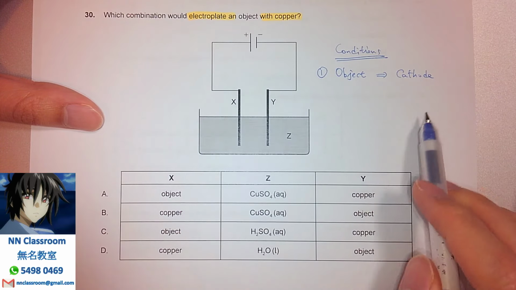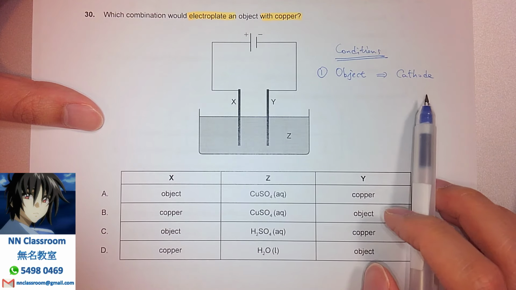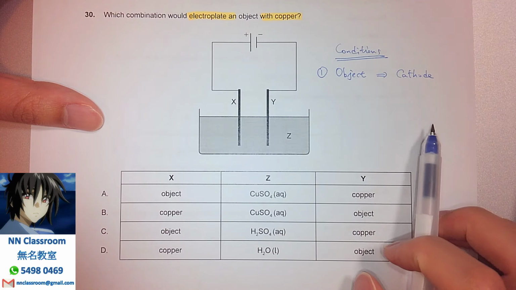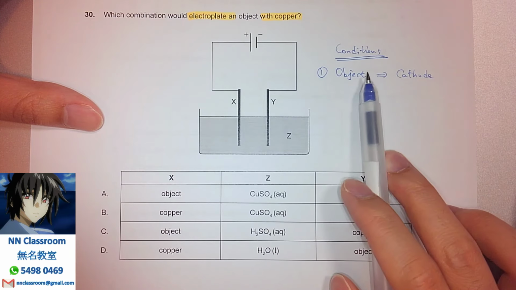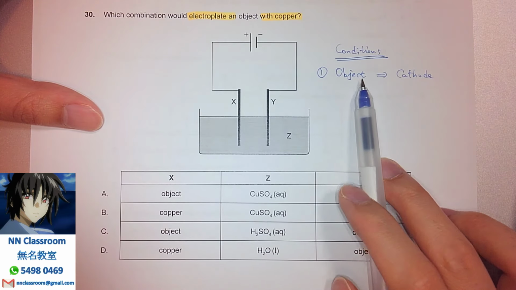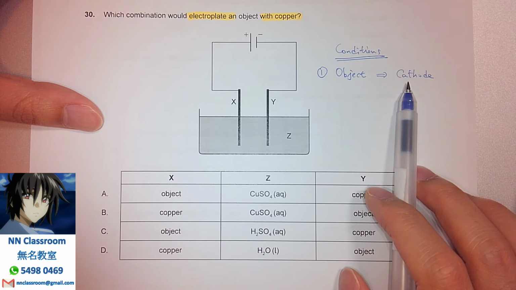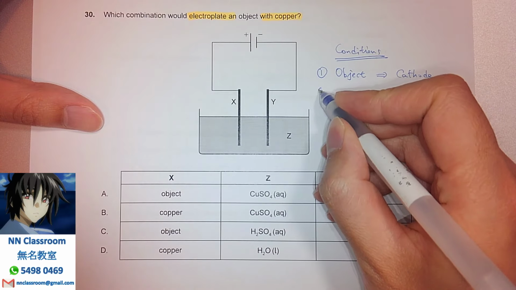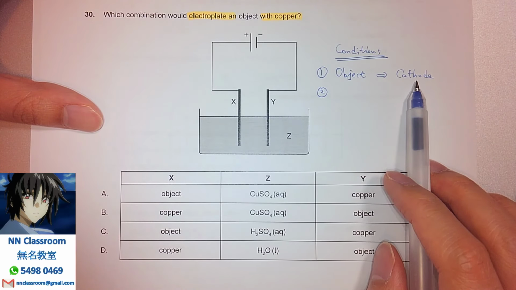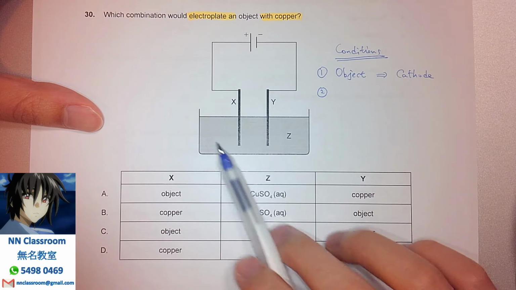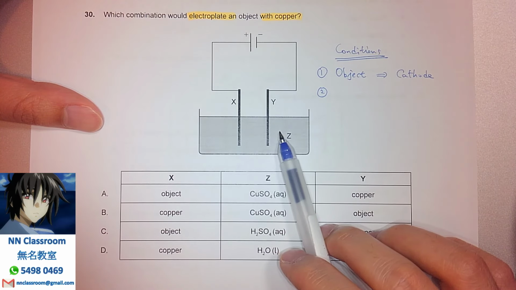Why? Because the cathode undergoes reduction. Reduction means our metal ions will be reduced and become metal again and stick on the object. So that's why the object must be at the cathode in order to receive the metal, right? And secondly, the same logic, right? If you have metal sticking on the cathode, it is only because the electrolyte contains the metal ion, right?